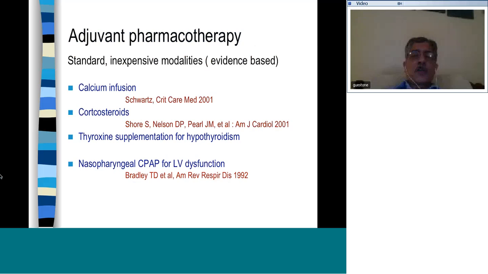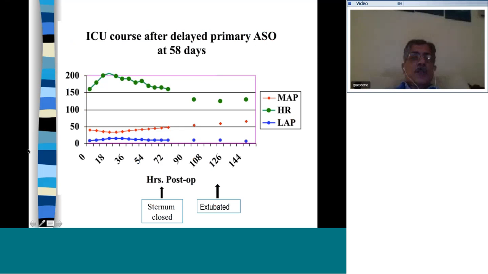So this is how the patients behave after a rapid two-stage or a delayed primary arterial switch. There's an initial phase where the left ventricle has to retrain pharmacologically. There are high heart rates, which can be in the range of 200. The mean arterial pressure is low. The left atrial pressure tends to climb. And after a period of adjustment, which usually takes 3 to 4 days, these gradually settle down. The heart rate settles. The mean arterial pressure improves. The left atrial pressure comes down. And then these patients achieve normality.